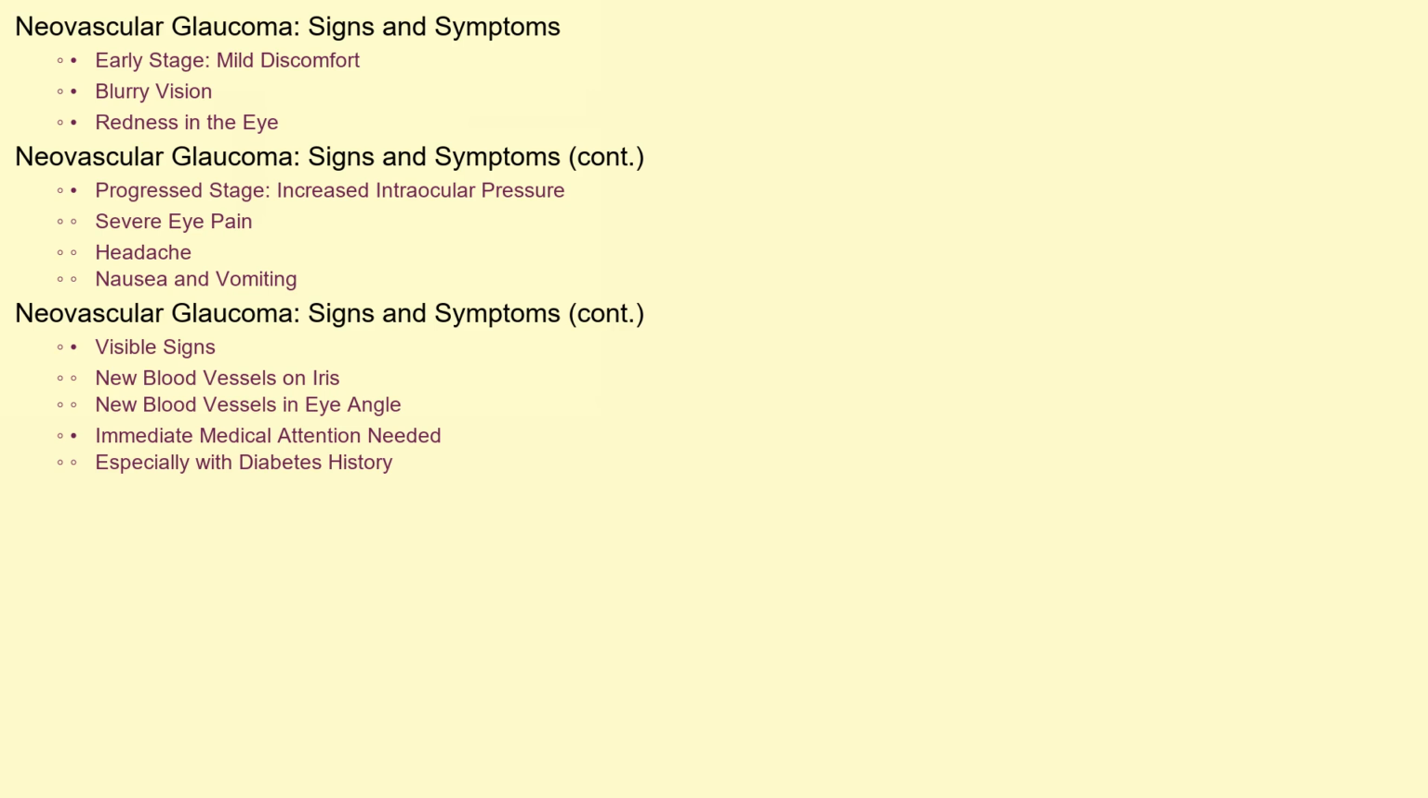Visible signs may include the presence of new blood vessels on the iris and in the angle of the eye, detectable during an eye examination. It's crucial to seek immediate medical attention if you experience any of these symptoms, especially if you have a history of diabetes or other risk factors.